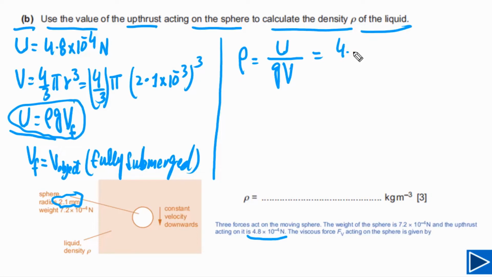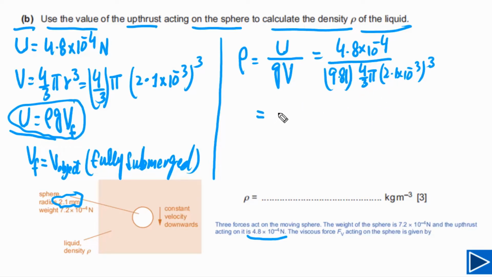Upthrust, we have the value: 4.8 times 10 to negative 4, divided by g, that is equal to 9.81, and we have volume that is equal to 4 over 3 pi r cubed, that is 2.1 times 10 to negative 3, cubed. Now simply we need to solve this. If we solve this one, we can get the value of density, and in this case the value of density up to 2 SF is equal to 1300 kilograms per cubic meter.